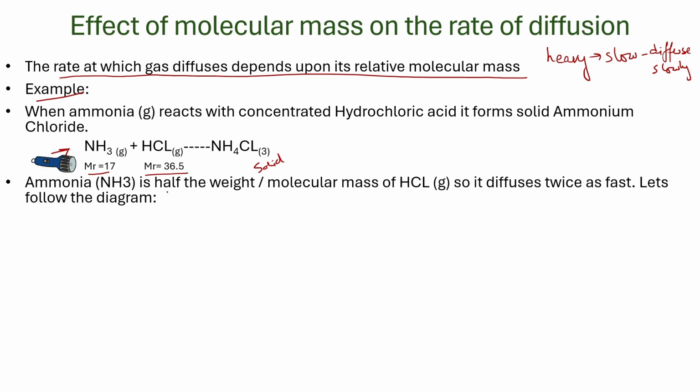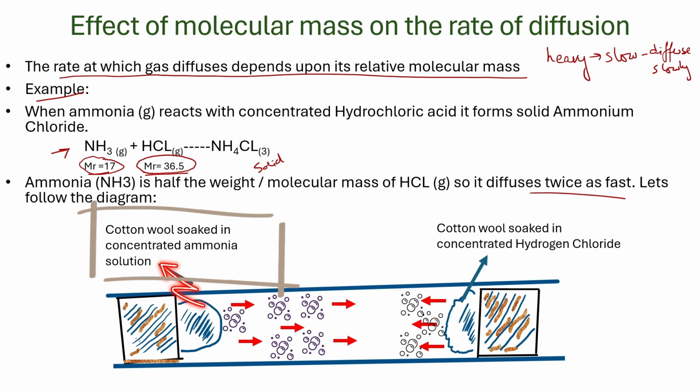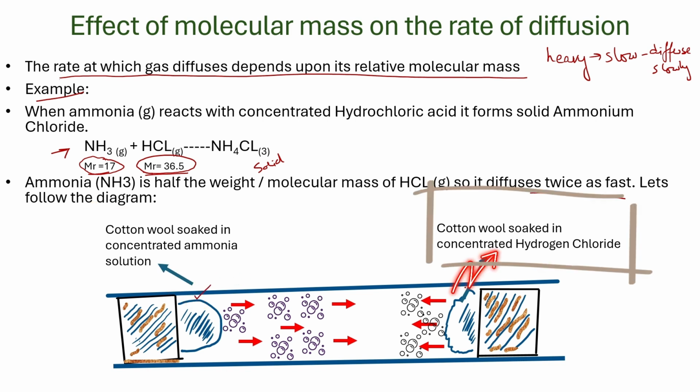Ammonia is lighter than HCl, half the mass of HCl gas, so it diffuses with double the speed of HCl. Let's follow the diagram. There is a glass tube, closed on both sides, and we have cotton wool soaked in concentrated ammonia solution, and on the right hand side the cotton wool is soaked in concentrated hydrochloric acid.